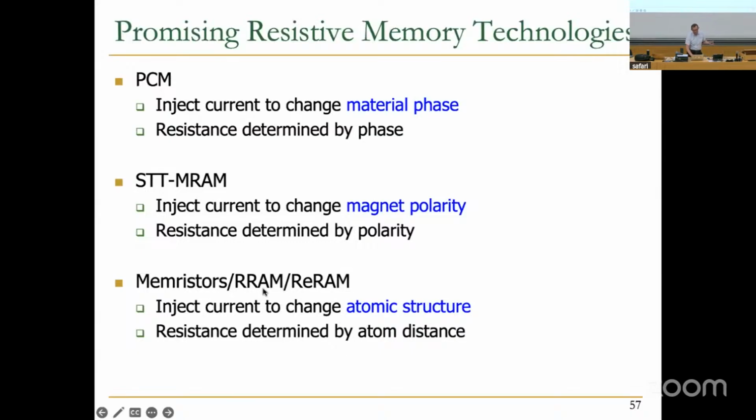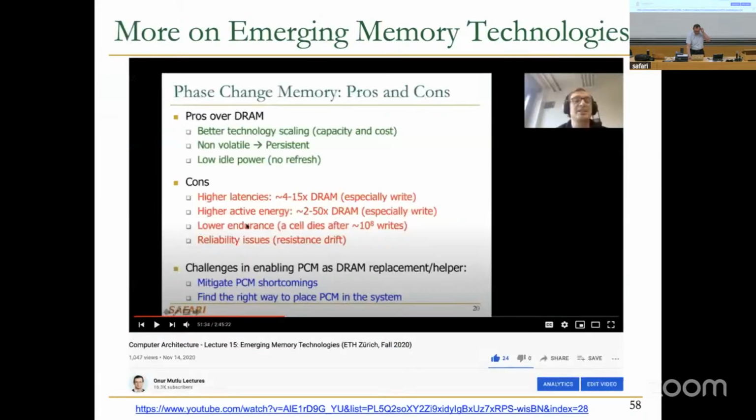And then there are the memristors. You basically inject some current to change the atomic structure of some material, and the resistance is determined by the distance of the atoms. So you need to have reading circuitry to determine that resistance. So you can see that these are all different memories. They have different reading mechanisms and writing mechanisms, but in the end, their structure is the same. The organization is two-dimensional arrays in the end. It could be three-dimensional in some cases, but we won't talk about three-dimensional here, where people are just building to three dimensions now.